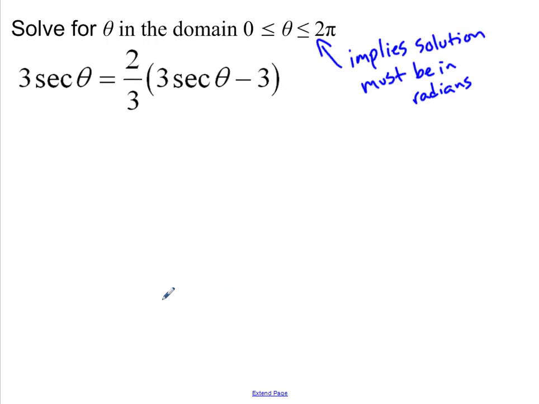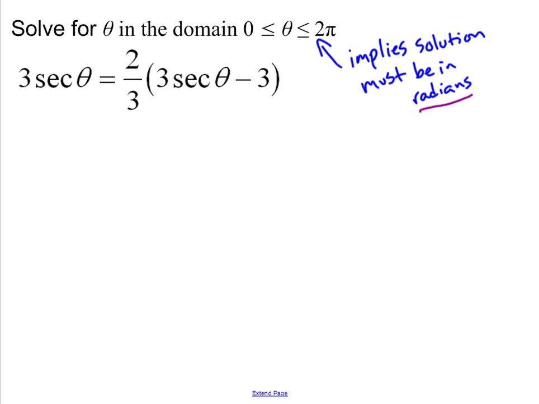Finally, this last example is more complicated in two ways. First, the domain is expressed in terms of 2 pi, so that implies that the solution must be in radians. Okay, so consider that. And finally, there's a secant instead of a sine or cosine. So you're going to have to do a little more work when you work out the inverse. All right, so please write this down, play the recording when you're ready.